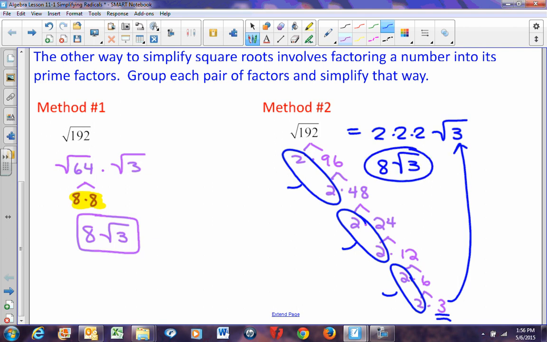Exactly the same answer as we got when we used the other form. It may take you a little longer for method 2, but if you can't find perfect squares, it's actually faster. So let's take a look at some problems.